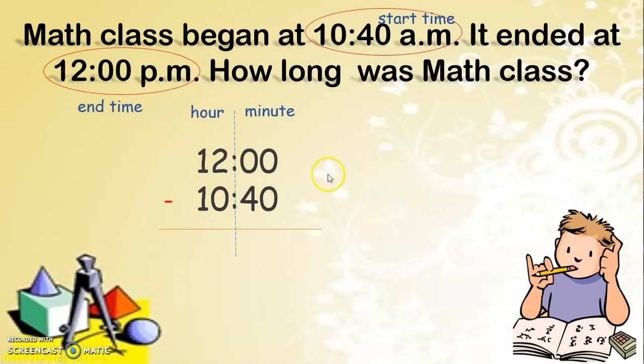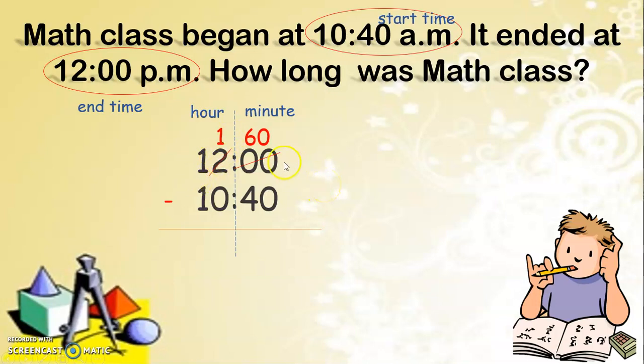Now let us subtract. But first, as you see, the minutes here is 0 and the minutes here is 40. So it means we cannot subtract the 40 from zero. What we need to do? We need to get 1 hour here and convert it into minutes, which is 60 minutes. So we cancel the zero. We put the 60 minutes. And here, since we took 1 hour, it will become 1 hour, or we say 11.